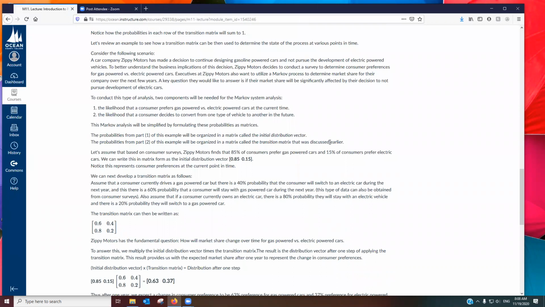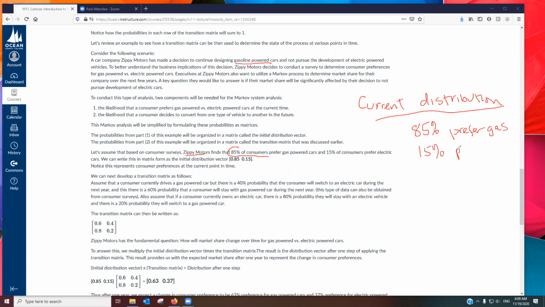All right, so let's come up with a diagram. All right, so let's say we are interested in probabilities going from a gas car to an electric car. Okay, so let's say a company assesses the current state. So we need to know what is the current distribution. So for this company, they find out right now 85% prefer gas-powered cars and 15% prefer electric.